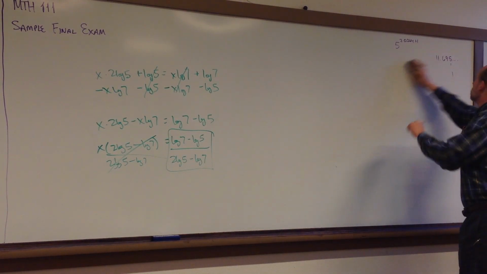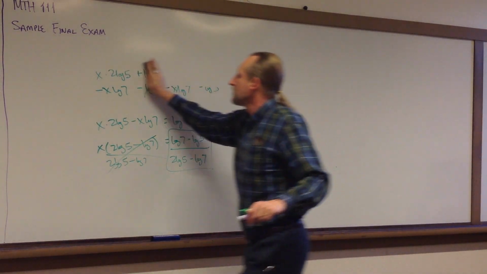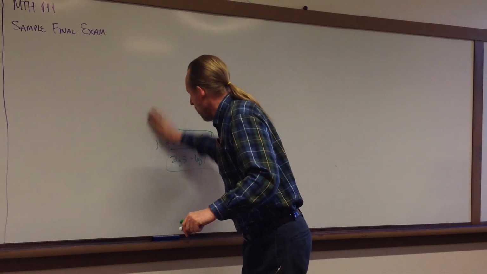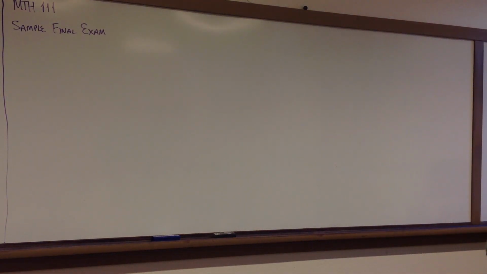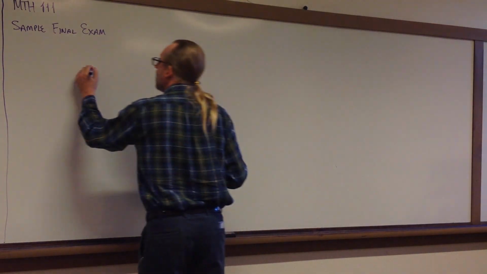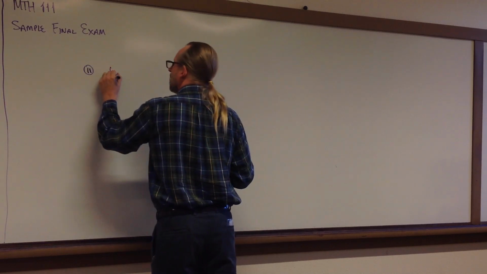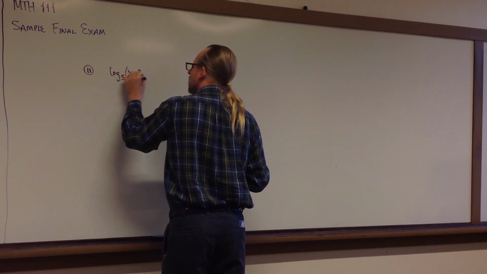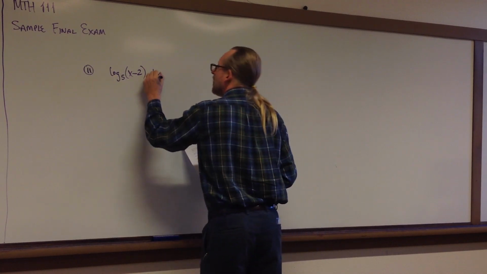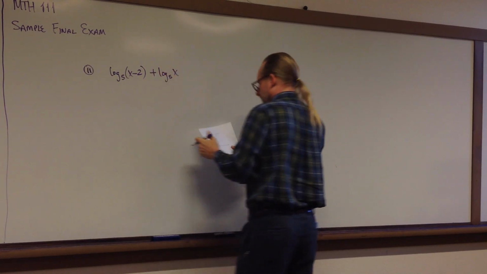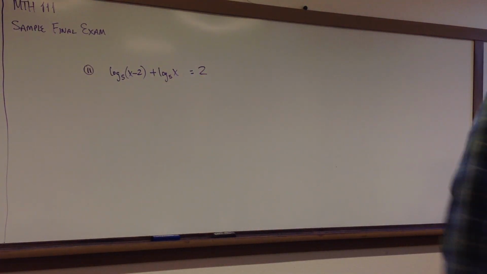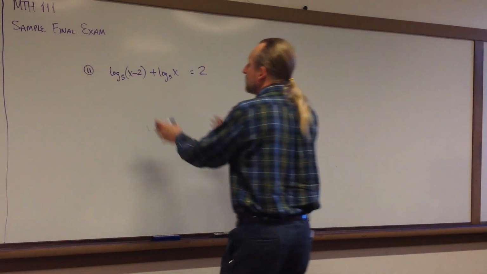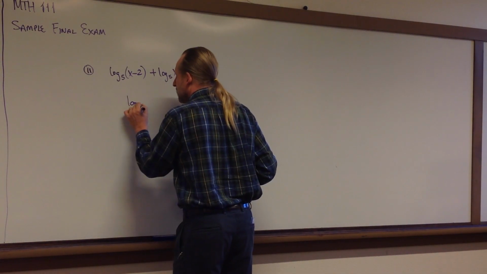Like I said, we'll go and take a look at those logarithm equations. There's two of those. Okay, so problem 11. We've got log to the base 5 of x minus 2 plus log to the base 5 of x equals 2. Okay, so we want to consolidate these two statements, these two logarithms, into one statement.